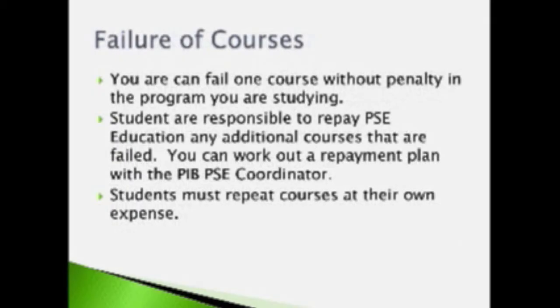So failure of courses. You can fail 1 course without penalty in the program you are studying. Students are responsible to pay PSE education any additional courses that are failed. You can work out repayment plans with the PIB coordinator. That means we will take money out of your living allowance monthly. Students must repeat courses at their own expense.